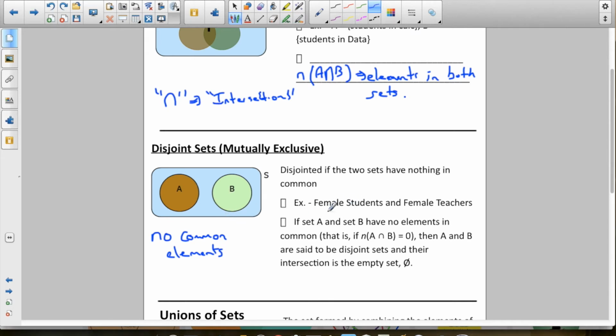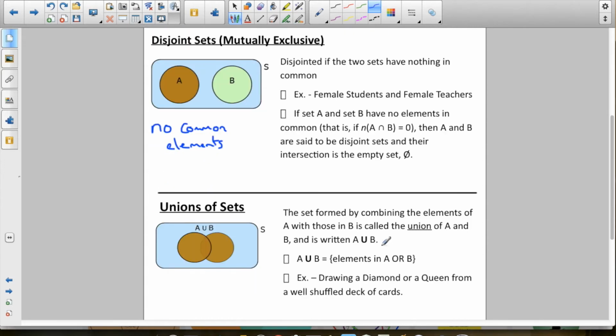So, for example, if we take the set of female students in the school and the set of female teachers, there are no common elements between these two. So if you look at it in a mathematical sense, the number of the intersection between A and B is 0, or their intersection is the null set. So pretty straightforward. The union of sets.